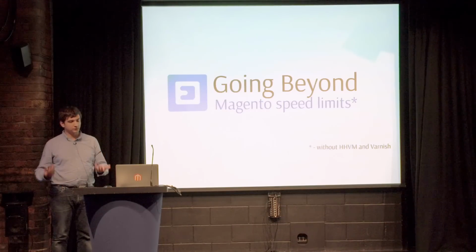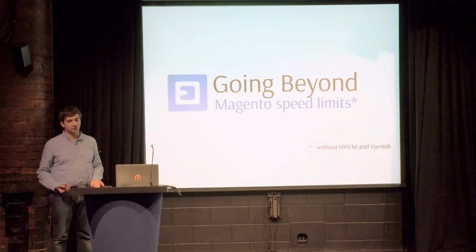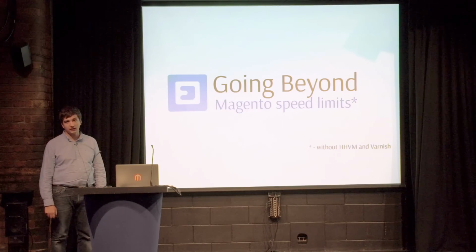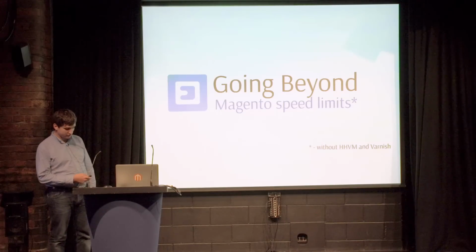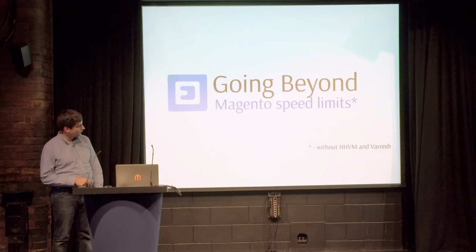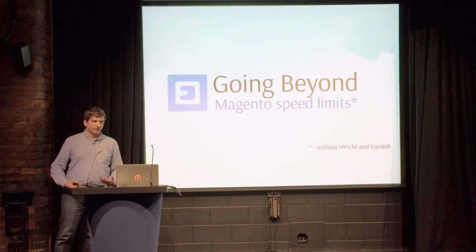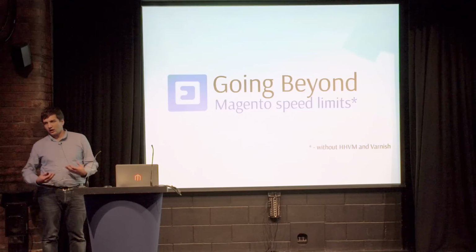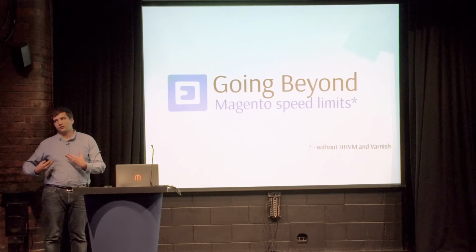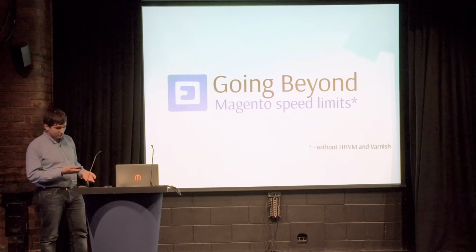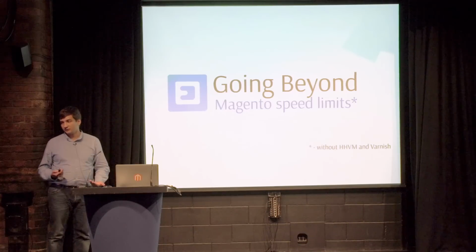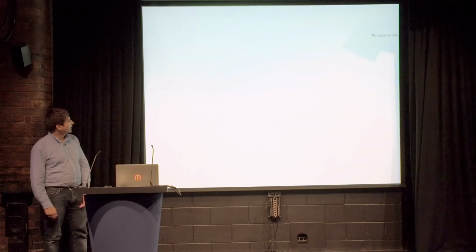So my talk today is going beyond Magento speed limits, and the small remark at the bottom of the screen, as you see, is that it's without HHVM and Varnish. This is something I really encourage people to do: first take a look at the code and where it can be improved. So you might wonder, who is that guy on stage?